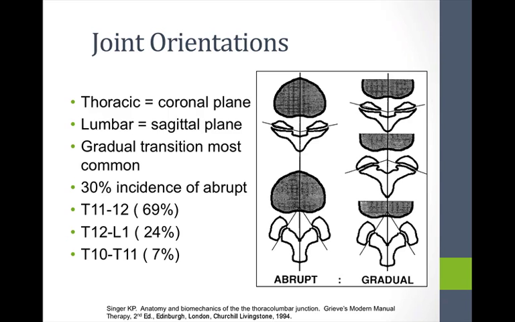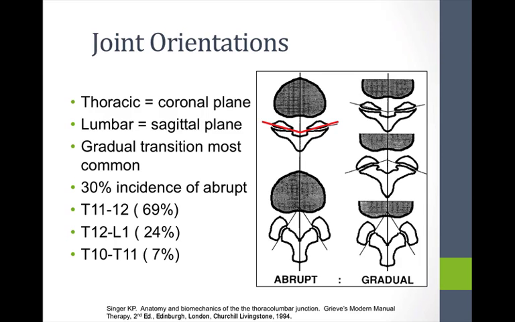CT scanning in 630 normals showed that 70% of individuals have a gradual transitional region, most commonly through the T11 to L1 region, while 30% had an abrupt transition, most commonly at T11, T12. Recent studies, however, with smaller sample sizes, express conflicting patterns.